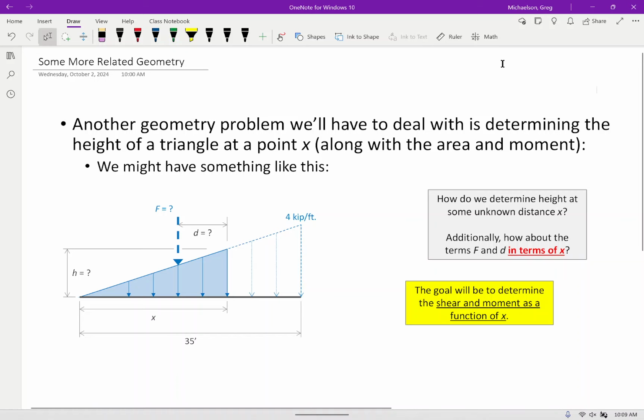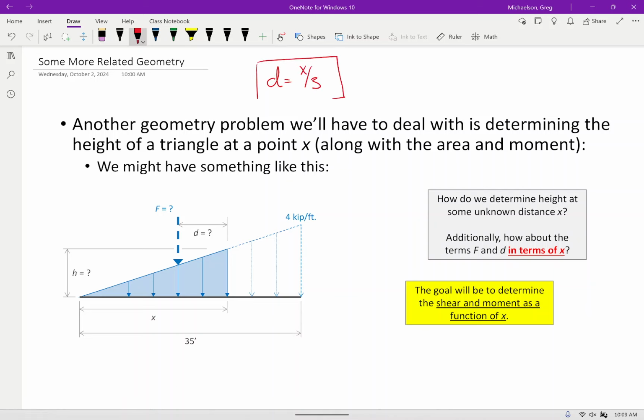Help me out. Let's take D. Does anybody have an idea of what this term D would be? 1/3 X. 1/3 what? X. Okay, so I agree. That's right. So that D is X over 3. Now, by the way, why is it X over 3? Coming from the right, not the left side.